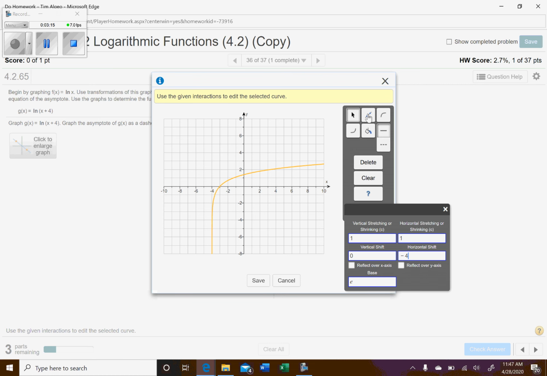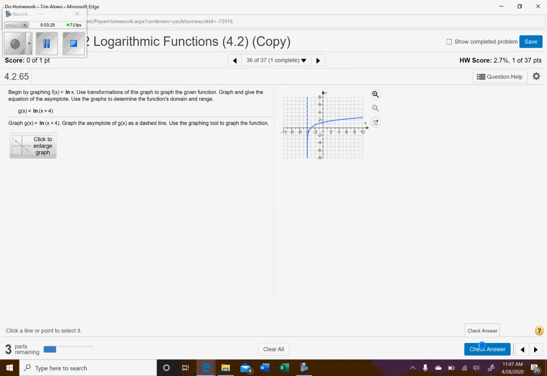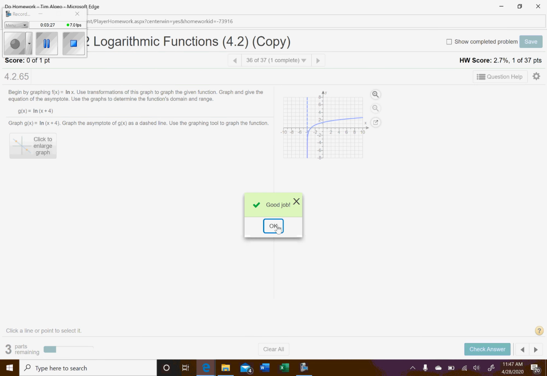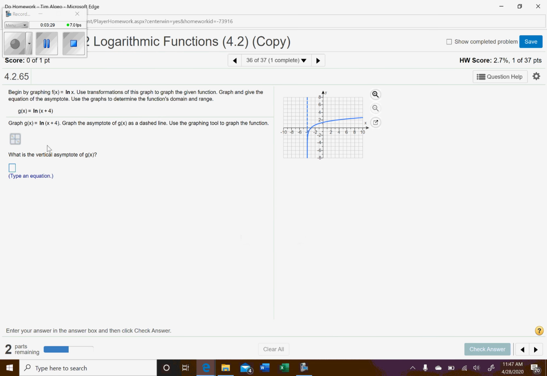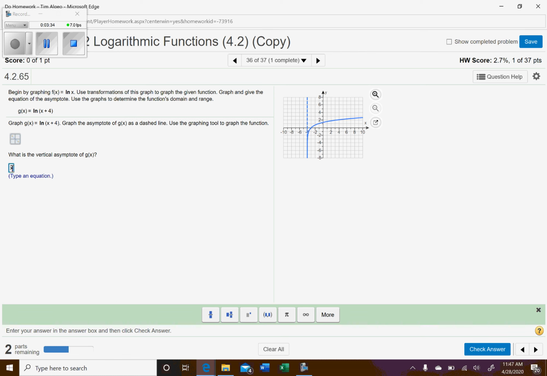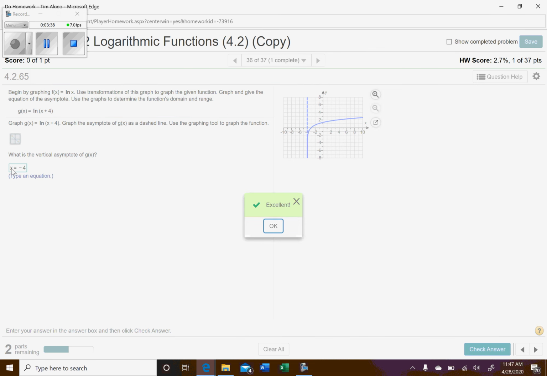And then my vertical asymptote this time is going to be at x equals negative 4. I want to make sure you put that in as dashed. Go ahead and save that. Let's go ahead and check that. Okay, good, got it correct. So this time, the equation for my vertical asymptote is going to be x equals negative 4. Press enter. There we go.